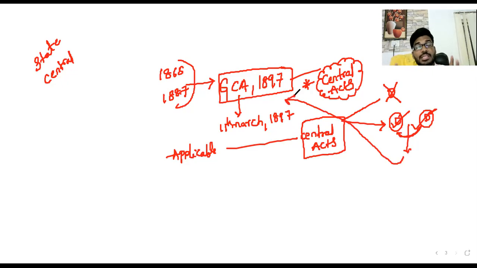So this is section 1: the act is applicable to central acts and to the whole of India based on central act applicability. Listen, this is a combination of two central acts, the 1868 and 1887 General Clauses Acts. Together, in 1897, they framed a central act called the General Clauses Act, which came into force on 11th March 1897. So listen carefully.